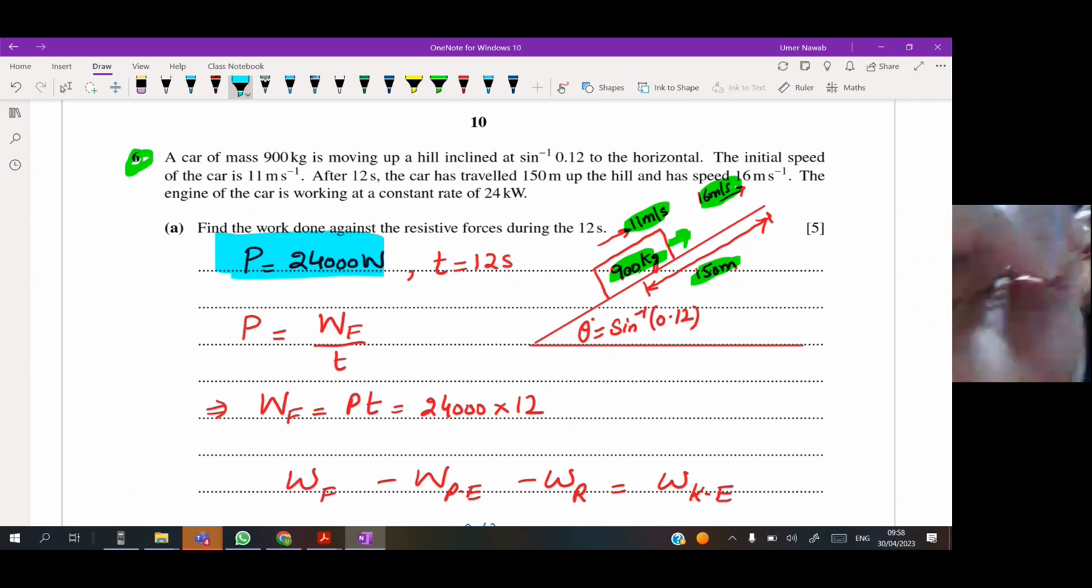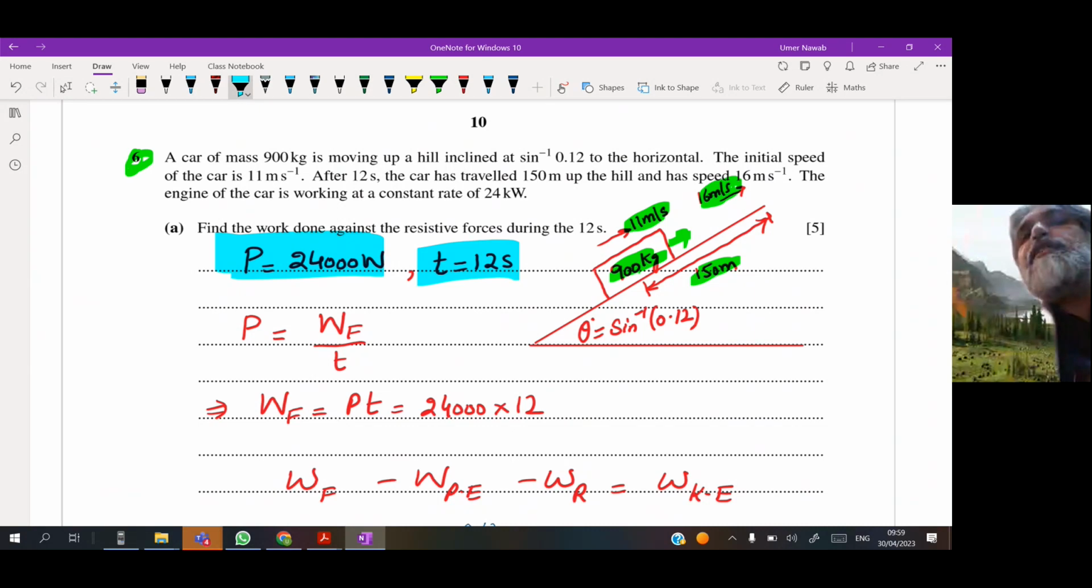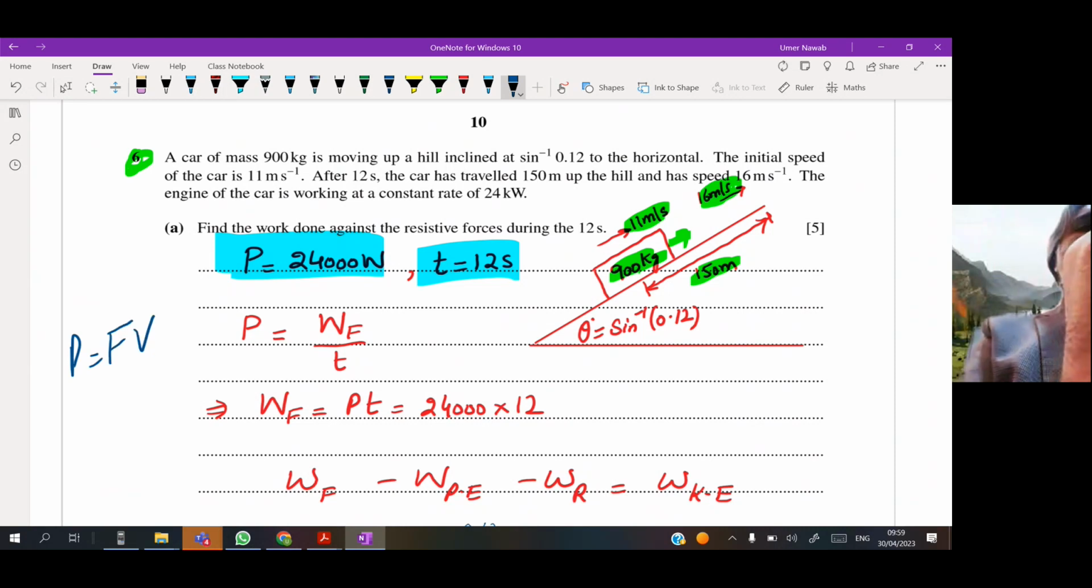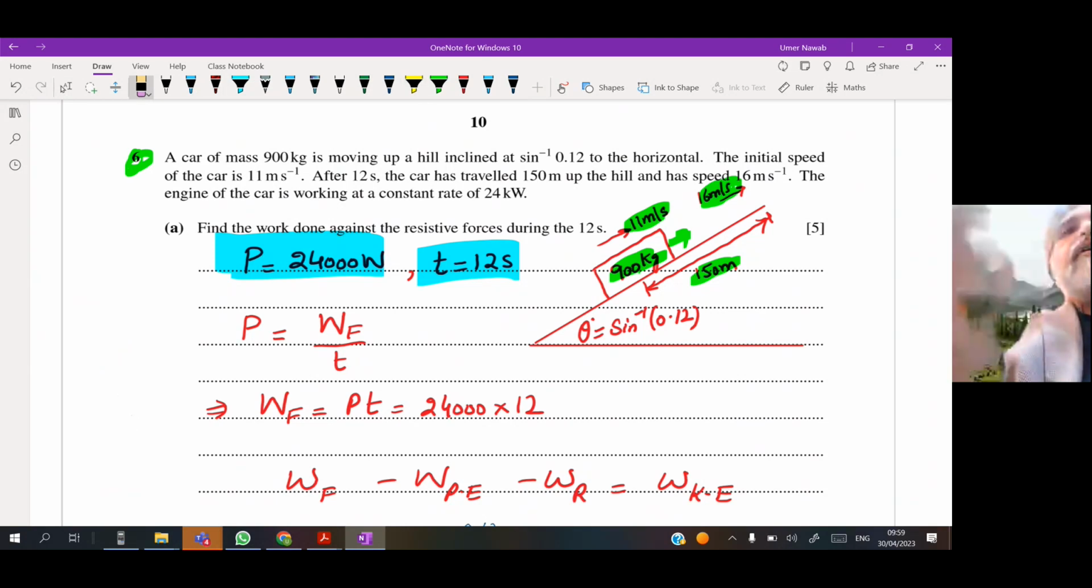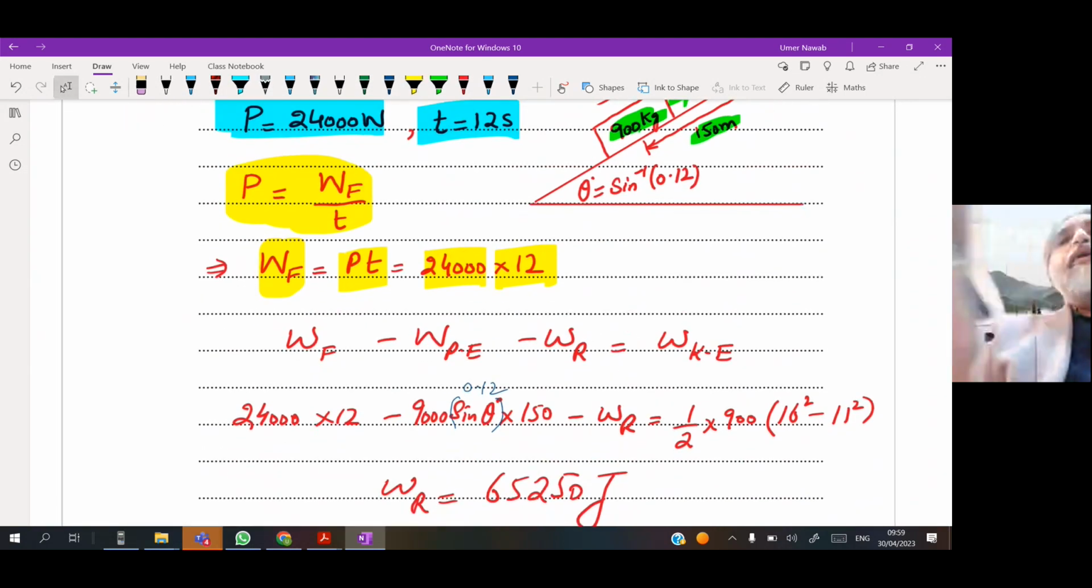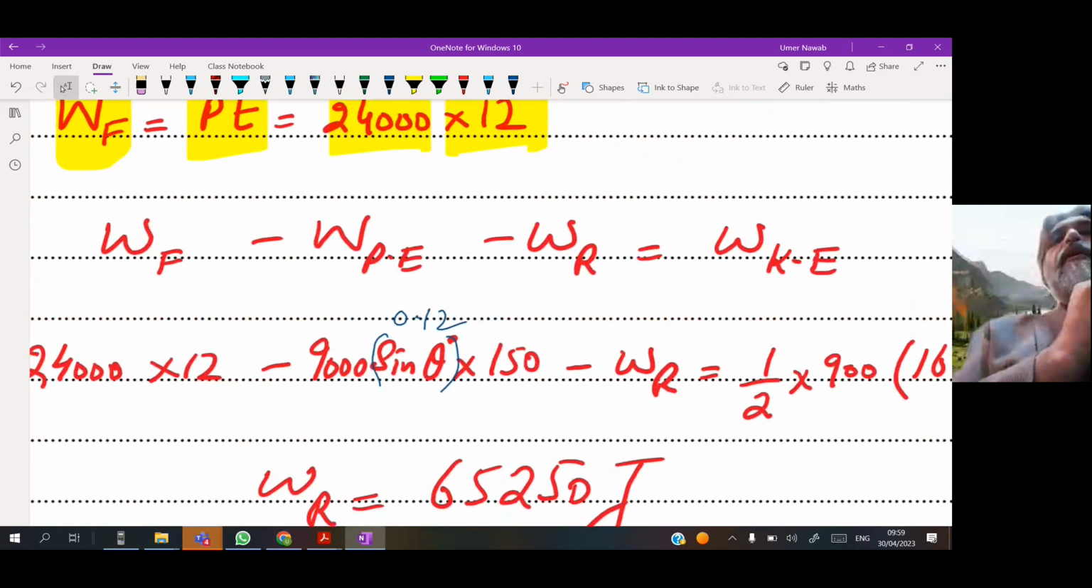So this is a power. Oh wow, power is given. How much time does it take from 11 meters per second to 16 meters per second? It takes 12 seconds. Guys, you remember power has two formulas. One formula is P is equal to FV, and the other formula is work done divided by time. So since the power is given and time is given, I need to use this formula. Power is equal to work done by the driving force divided by time. So I make work done as PT, 24,000 times 12. Lovely. The beautiful work energy equation.